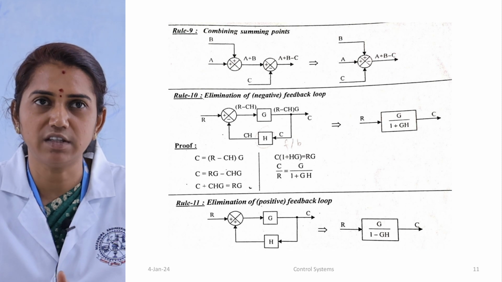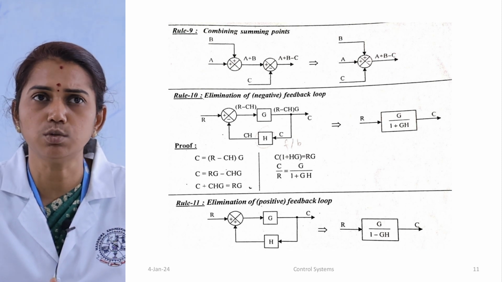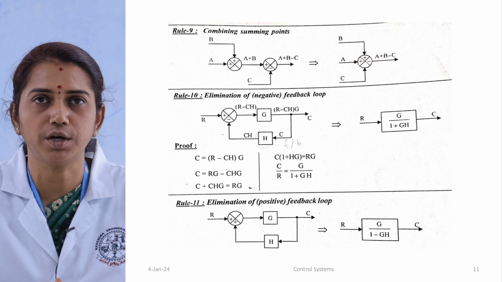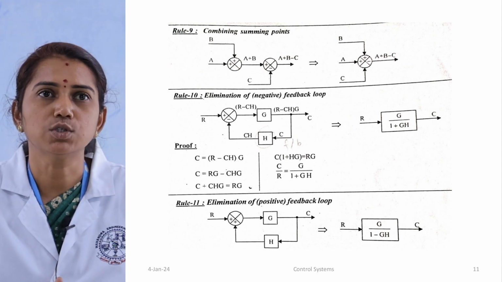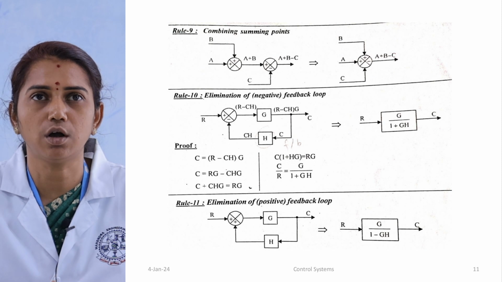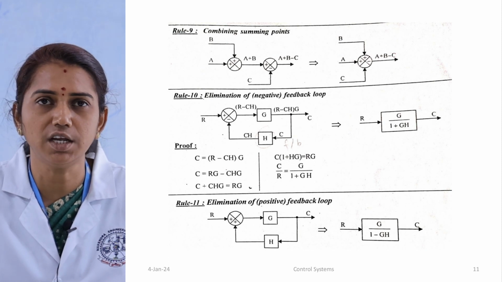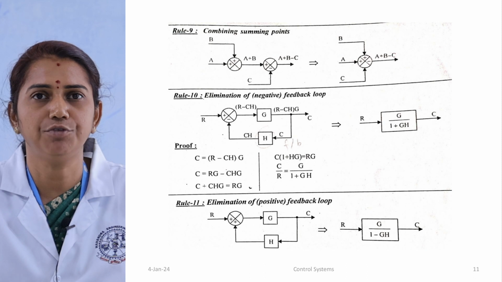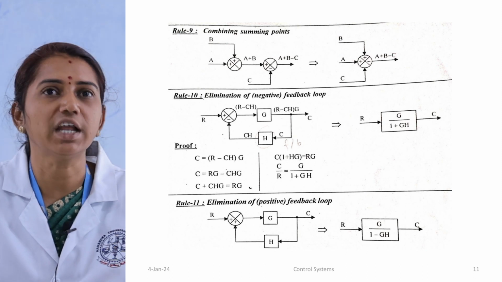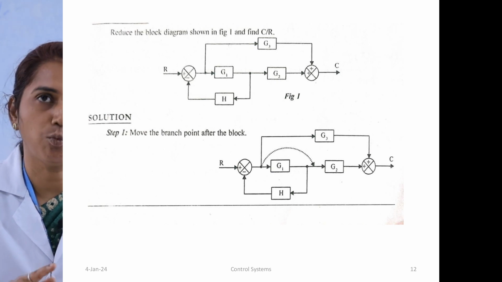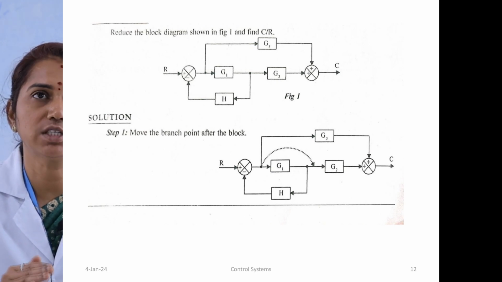So with the help of the 11 rules, we take the rule: move the branch point after the block. Before G1 we have one branch point. So we are moving that branch point to after the G1 block. After G1 means we are giving one input R. Next, the branch point has been moved after G1. Next, G2 is up, it has the block G3, and down it has the feedback H. So moving the branch point after the block means we are going to multiply with 1 by that block value. So the value has been written like this.